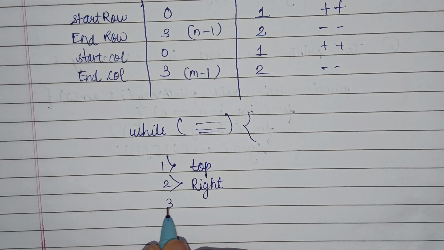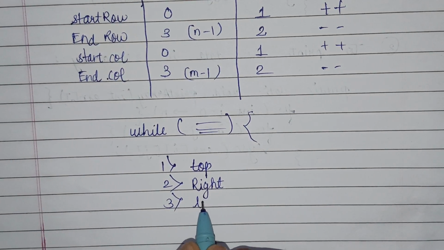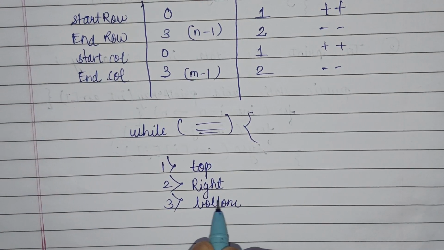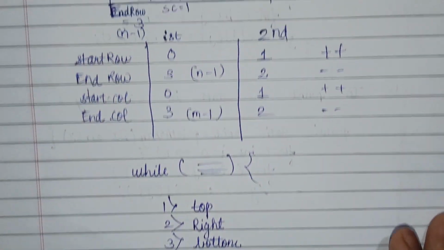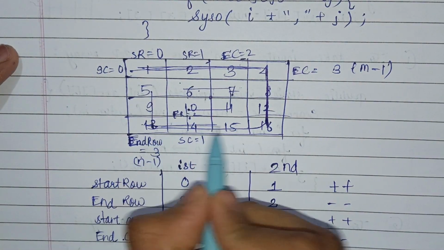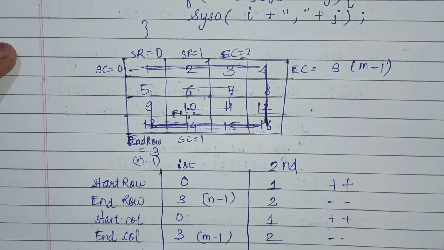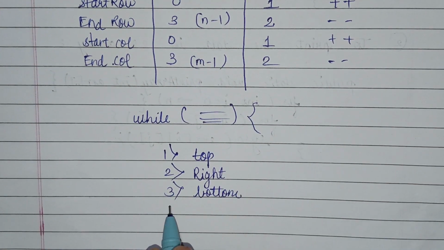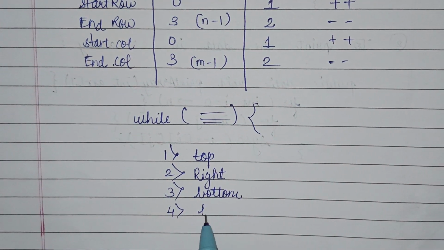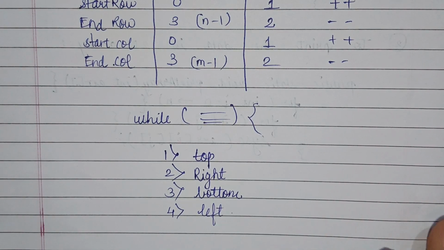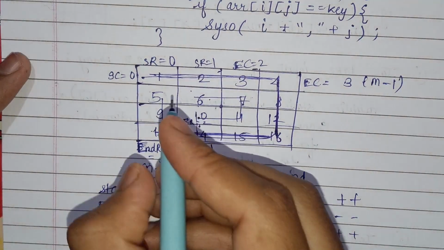Then thirdly, we have to print the bottom part of the matrix, means this part. And fourth, we have to print the left side of the matrix, means this part.